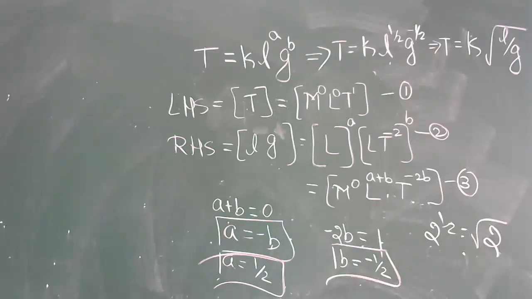Now what can we do with this? Substitute the values of a and b in the main equation, meaning in the equation from your question. Substitute the a and b values. After substituting, according to mathematics, you can simplify it as K under root of L divided by g. If I give you any other question, are you all able to do this or not? Understood everyone? It is simple, very simple.